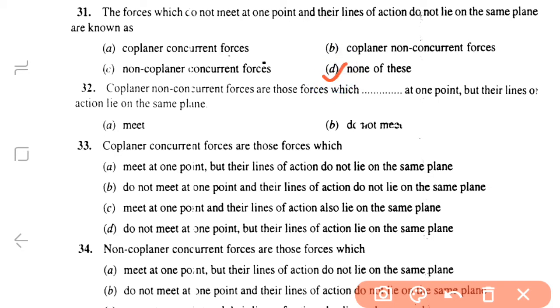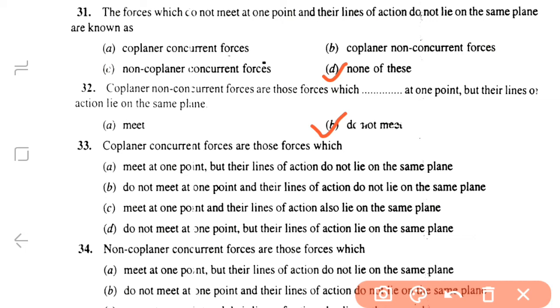Okay, now next is coplanar non-concurrent forces are those forces which dash at one point but their lines of action lie on the same plane. Here options are meet or do not meet. Here friends correct option is do not meet at one point.